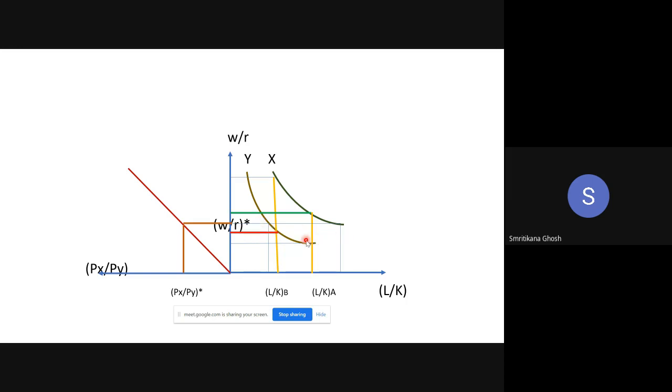Once they are very much close to each other, look, for country A, this is the range. The yellow line is touching X at a point and Y at a point. So just make two horizontal lines from these two points. This is the range of W by R for country A. Similarly, for country B, this yellow line is also touching X at a point and Y at a point. So draw two parallel horizontal lines from these two points. So this will give you wage rental variation for country B.